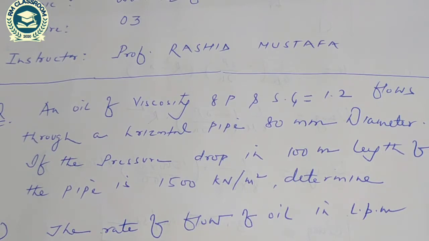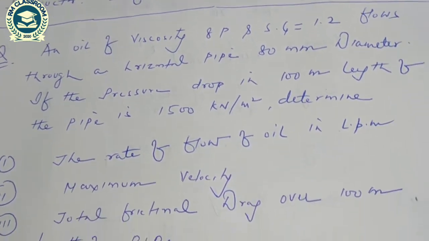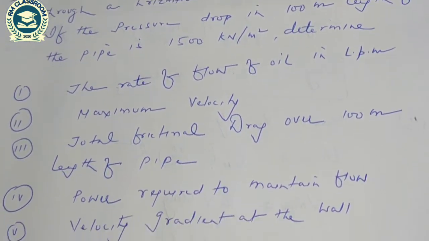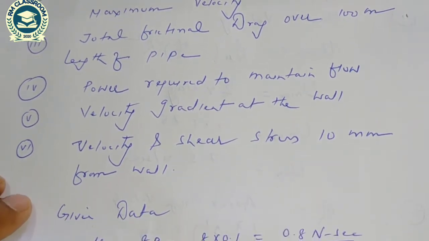The first part is the rate of flow of oil in liter per minute. Second, we have to compute the maximum velocity, and third, the total frictional drag over 100 meter length of pipe. Fourth, I have to compute how much power is required to maintain the flow. Fifth, we have to compute the velocity gradient, that is del u by del y. And the last part, we have to compute the velocity and shear stress at 10 mm from the wall. So firstly I will write the given data.